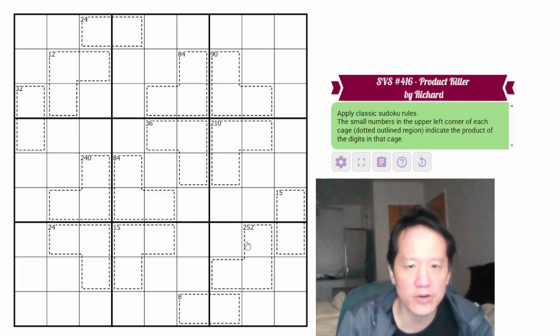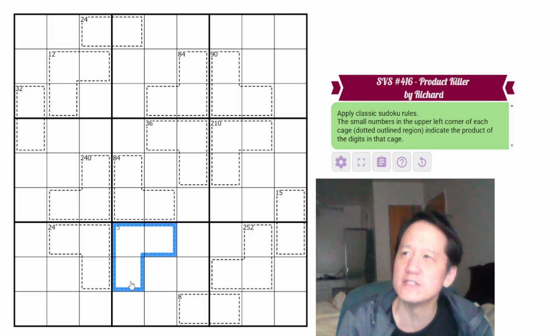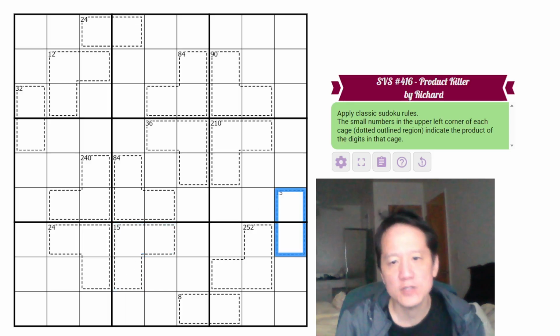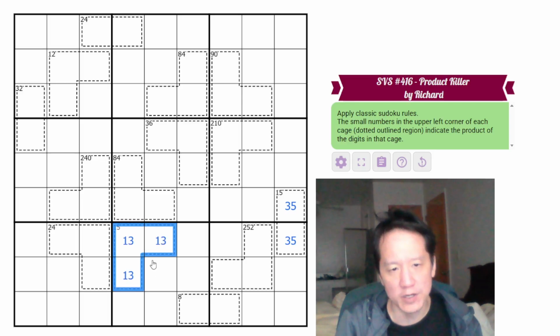Let's go. Okay, so the things that come straight to my mind are the 15s. Because if you take the factorization of 15, it's 3 and 5, and that's the only combination of digits you can have there. So this is always 3 or 5. And if you have 3 cells, you have to have a 1 multiplied with it. So this is 1, 3, or 5 here.